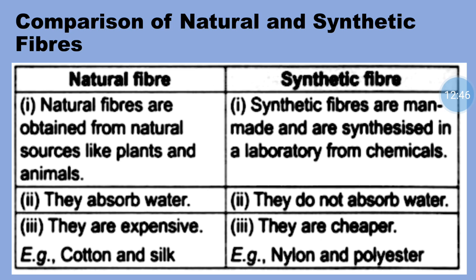The second one, natural fibers absorb water. Synthetic fibers do not absorb water. Natural fibers are quite expensive, whereas synthetic fibers are cheaper. Few examples for natural fibers are cotton and silk, whereas examples for synthetic fibers are nylon and polyester. So that's all about the textile fibers. Hope you have understood it.